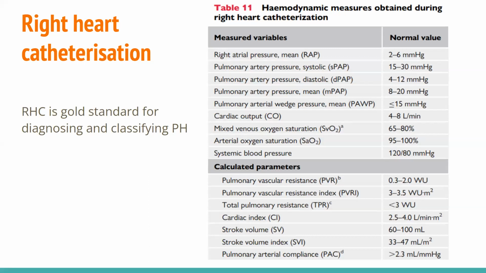Then comes the right heart catheterization. Right heart catheterization is said to be the gold standard for diagnosing and classifying pulmonary hypertension. Before we go ahead with cannulating the IJV and doing a right heart catheterization, what are the contraindications for right heart catheterization?